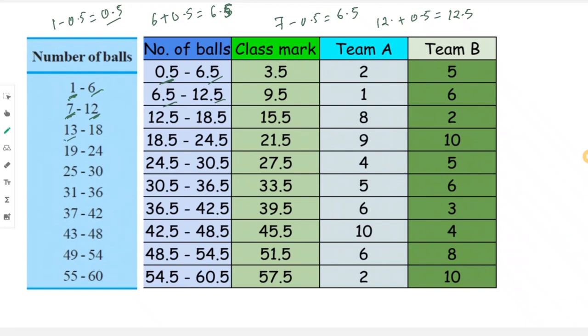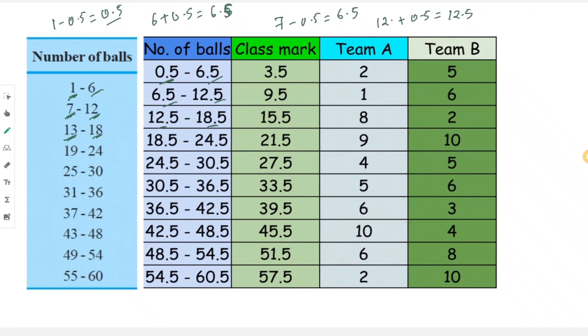13 minus 0.5, I'll get 12.5. 18 is there, 18 plus 0.5, I'll get 18.5. 19 is there, if I subtract 0.5, I'll get 18.5. Then 24, if I add 0.5, I'll get 24.5. Now can you see that they are continuous? 6.5, 6.5, 12.5, 12.5. That is how we make the classes continuous.